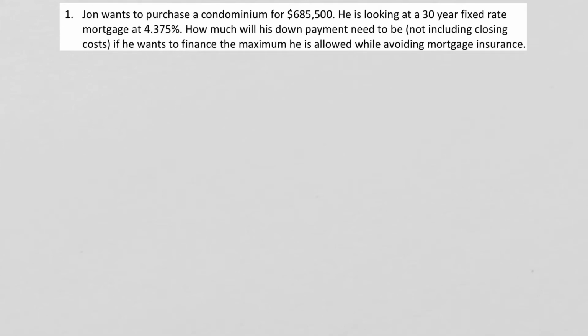Okay, number one, the purchase price is $685,000, and in order to avoid mortgage insurance, you have to put a minimum of 20% down. So $685,500 times 20% is going to be $137,100. So that would be the minimum down payment in order to avoid mortgage insurance.